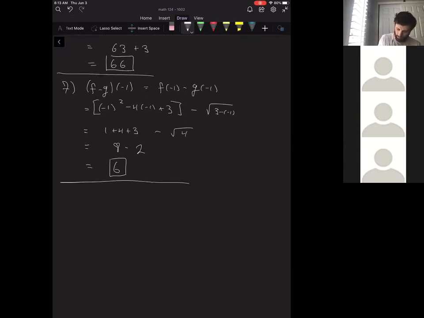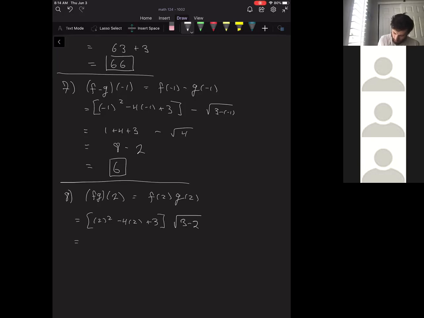Okay, number 8 is asking us to find f times g of 2. So this is going to be f of 2 times g of 2. So what is f of 2? f of 2 is going to be 2 squared minus 4 times 2 plus 3. And then g of 2 is going to be square root of 3 minus 2.